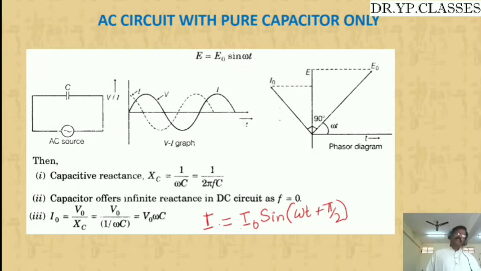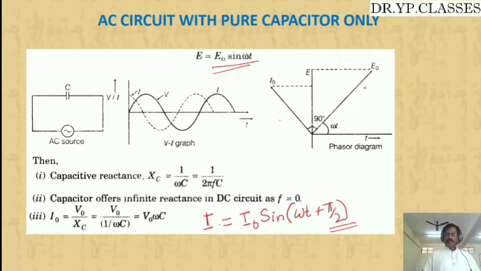Now let us come to the capacitor. What happens when an alternating current is fed to the capacitor? In case of a capacitor, the change is reversed, just opposite to the inductor. So in capacitors, current leads the voltage by a phase of pi by 2. If E is E naught sin omega t, the applied voltage, the current will be I naught sin of omega t plus pi by 2.